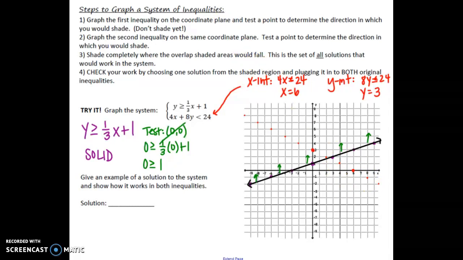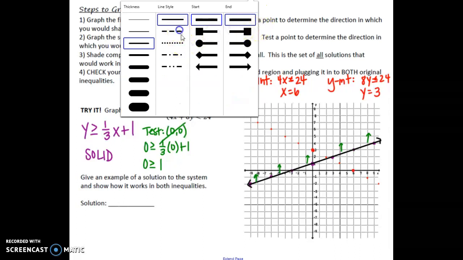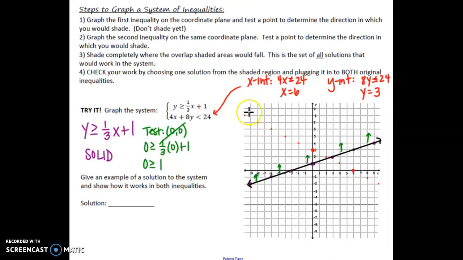I'm going to go ahead and use my line tool here just so that it's nice and straight. So we have that dotted line because, again, with the inequality, there's not an equal sign. So it's just a dashed line there. So we'll put some arrows there.